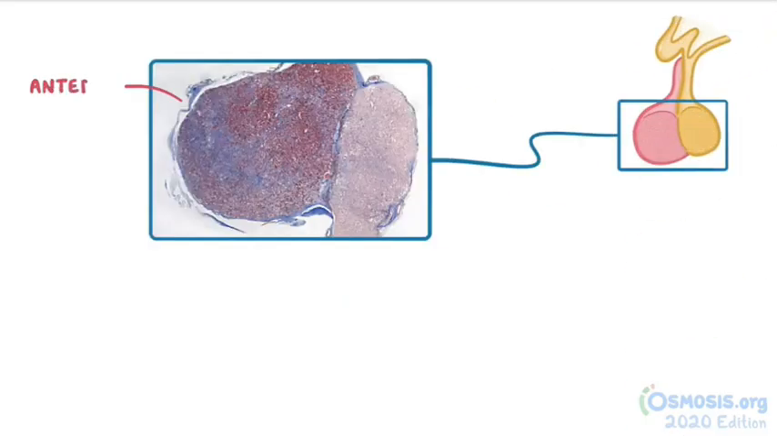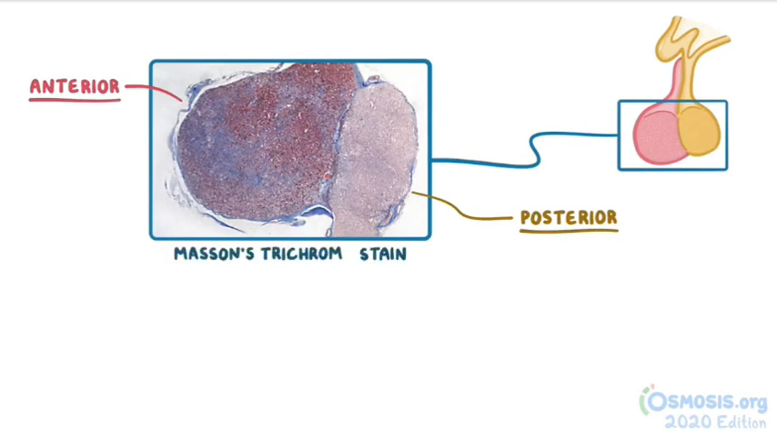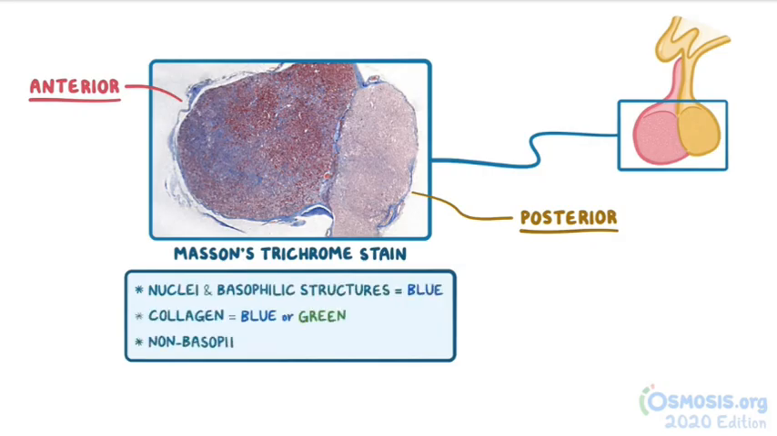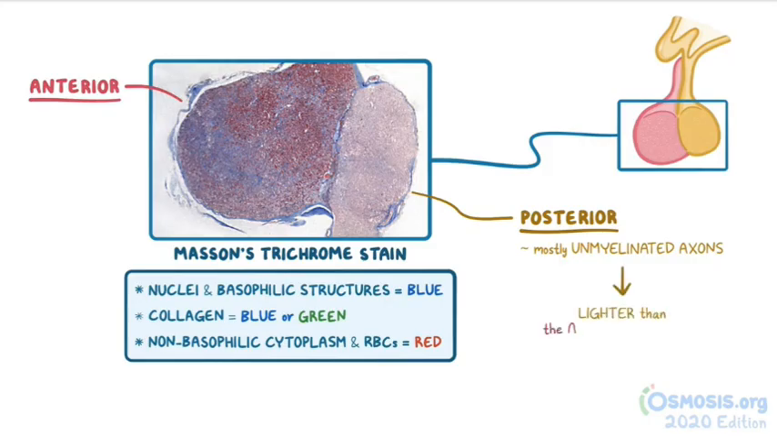In this low-power parasagittal section of the pituitary gland, the anterior and posterior parts of the pituitary can be identified pretty easily when stained with Mason's trichrome. Generally, this stain will stain nuclei and basophilic structures blue. Collagen will be blue or green, and non-basophilic cytoplasm in red blood cells will be red. The posterior pituitary is composed of mostly unmyelinated axons, which do not have nuclei or a large amount of collagen. So as a result, the posterior pituitary doesn't stain well, and will look significantly lighter when compared to the anterior pituitary, whether it's stained with Mason's trichrome or hematoxylin and eosin.